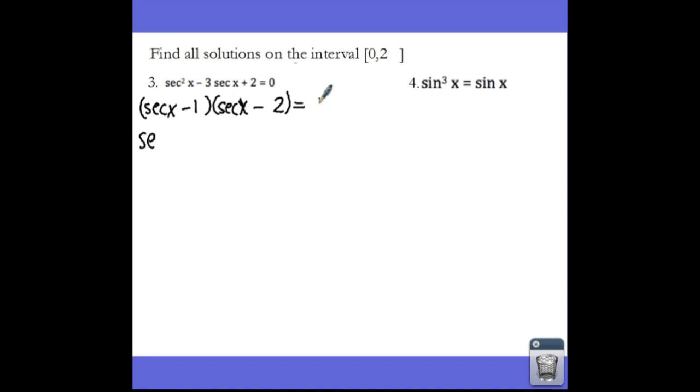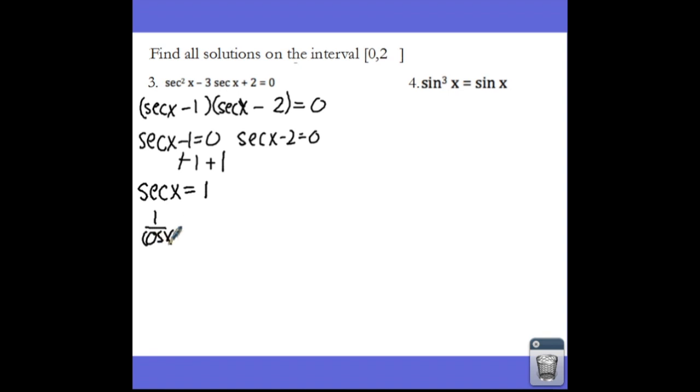Then you can set secant of x minus 1 equals 0, and secant of x minus 2 equals 0. So looking at secant of x minus 1, you'll add 1 to both sides. Then you'll have secant of x equals 1. So you can change secant of x to 1 over cosine, or just find where cosine of x equals 1. But if you do it this way, you'll multiply by cosine on either side, and then you're left with cosine of x equals 1. And cosine of x equals 1 at 0.